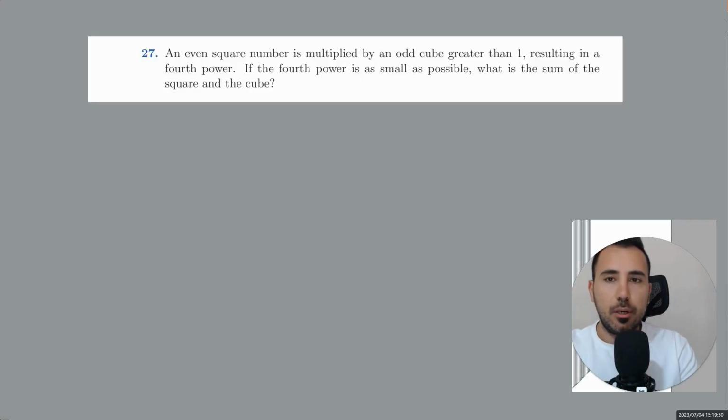An even square number is multiplied by an odd cube greater than 1, resulting in a fourth power. If the fourth power is as small as possible, what is the sum of the square and the cube? So let's see. What is the smaller fourth power you could name? It's probably 1. Okay, and then it would be 16, which is 2 to the fourth power. This is 1 to the fourth power. And then 3 to the fourth power will be 81.